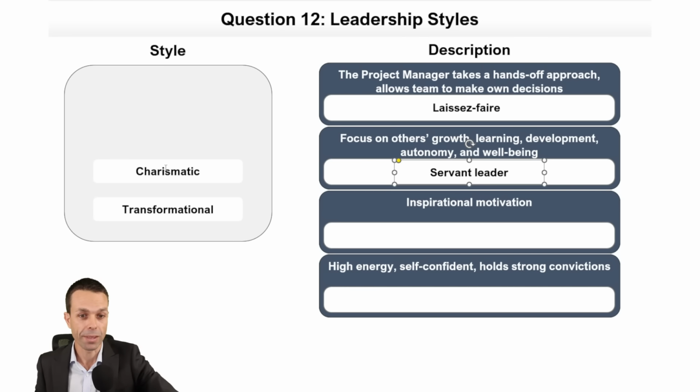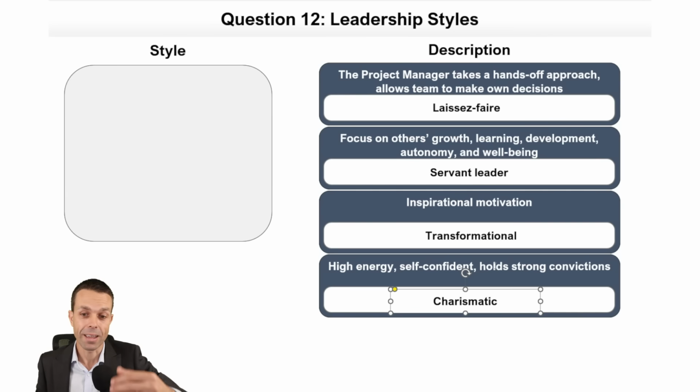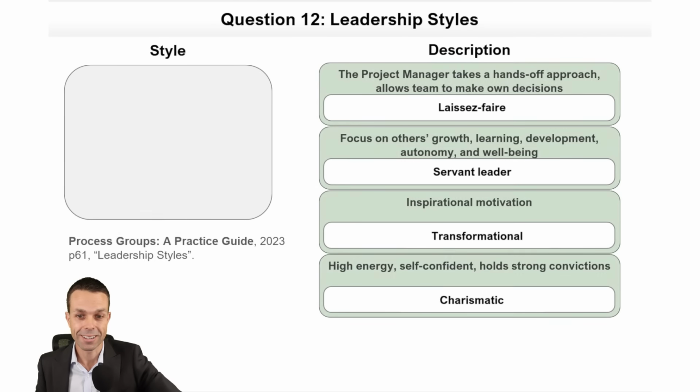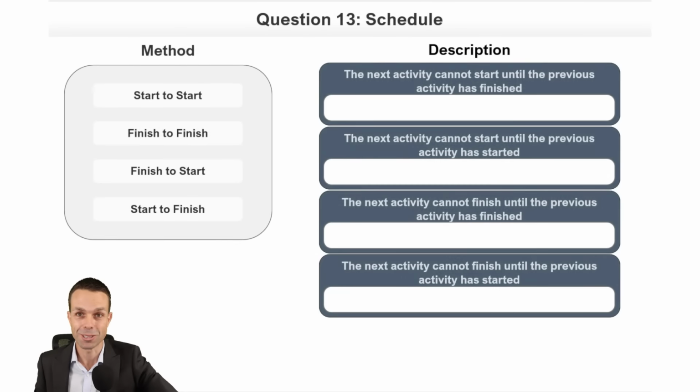Inspirational motivation. Now, these can be tricky, but inspirational is transformational leadership. And the reason why I select that is because at the very end here, charismatic, that matches up with high energy, self-confident, and they hold strong convictions. That is the definition of charismatic leader. Let's quickly check, and thank goodness we got those correct. Practice Guide, the Process Groups Practice Guide, page 61 under leadership styles if you want to check that out.